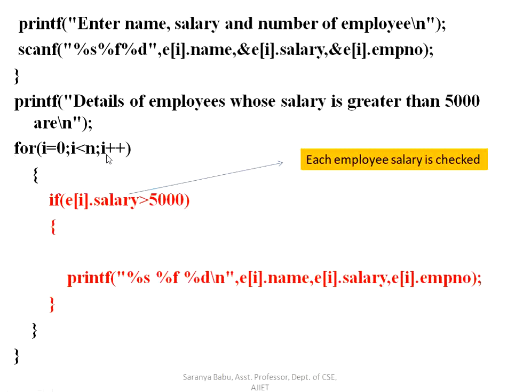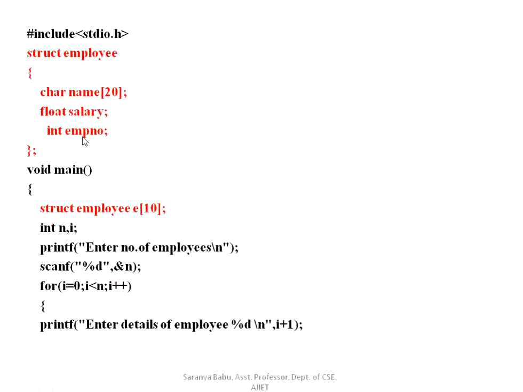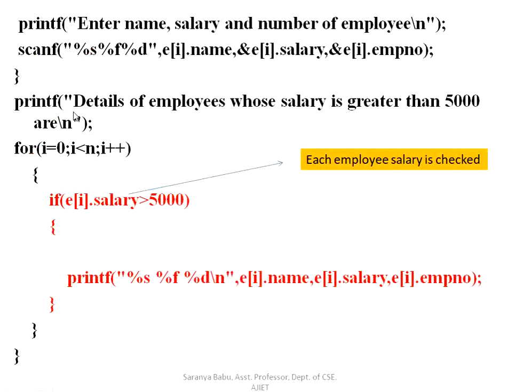For i equal to 0, i less than n, i plus plus. Which field do you need to check? If any employee's salary is greater than 5,000. How will I check if any employee's salary is greater than 5,000? Already I'm inside the for loop. So normally e.salary, but I cannot put e.salary here, since multiple employees are there. So e[i].salary.